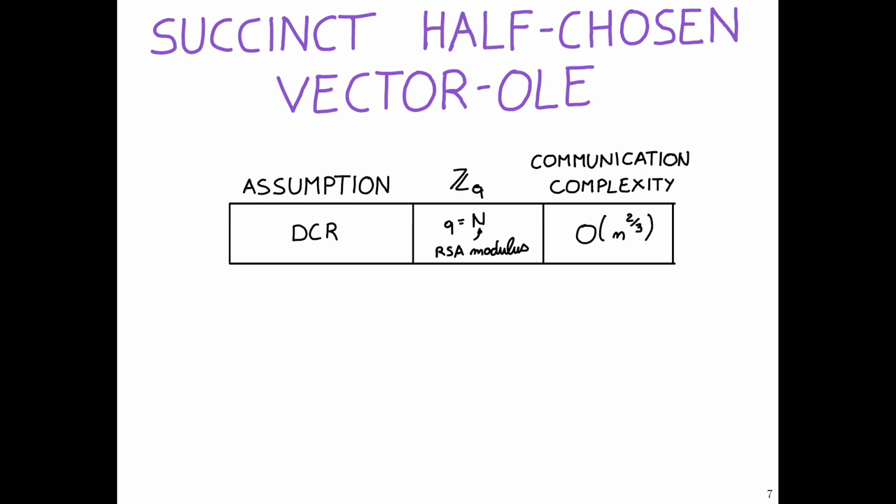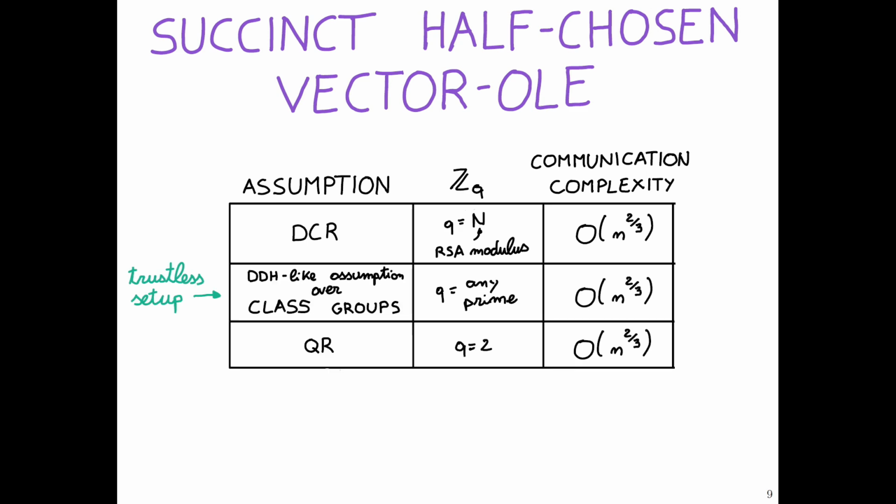Decisional composite residuosity over Paillier groups, decisional Diffie-Hellman over class groups, and quadratic residuosity over RSA moduli each imply similar group-based protocols for half-chosen vector OLE. They differ mainly in the ring they output in. Paillier produces outputs modulo an RSA modulus, class groups output modulo a prime, and QR outputs just a single bit. Additionally, class groups do not require some party to have generated an RSA modulus in advance, and so they allow for a common reference string instantiation of the setup, or a common random string, I mean.